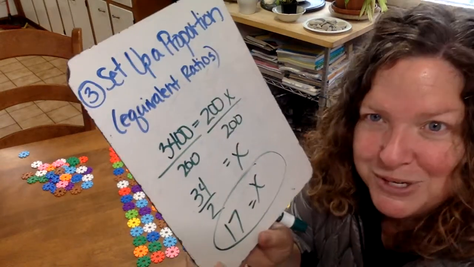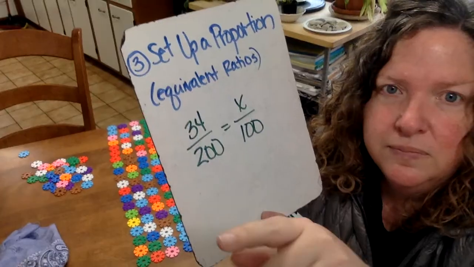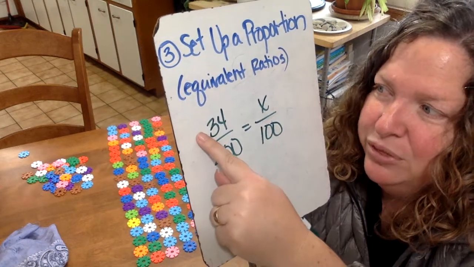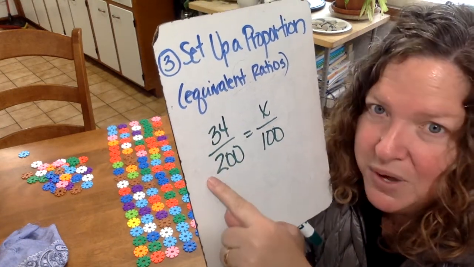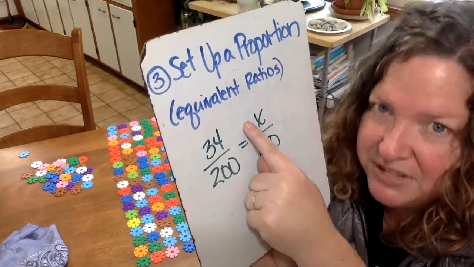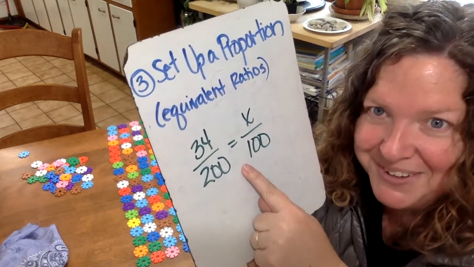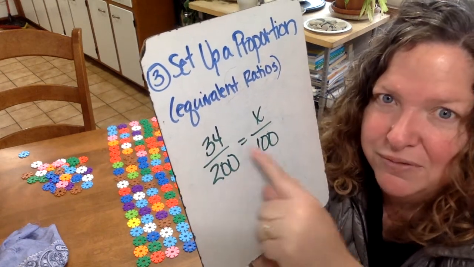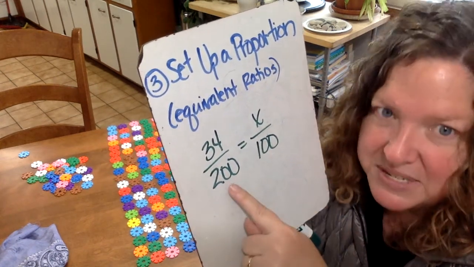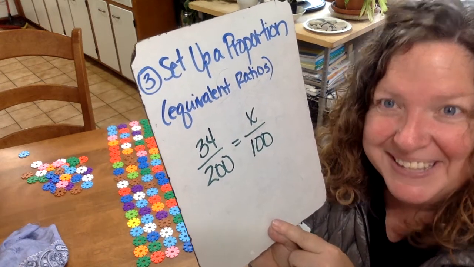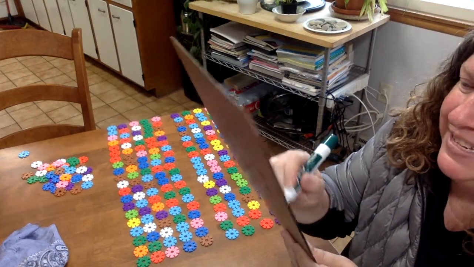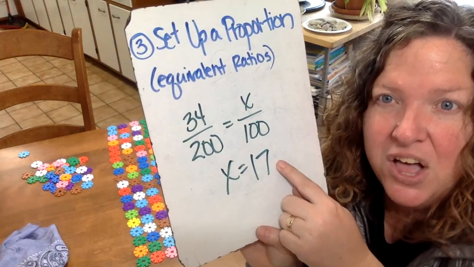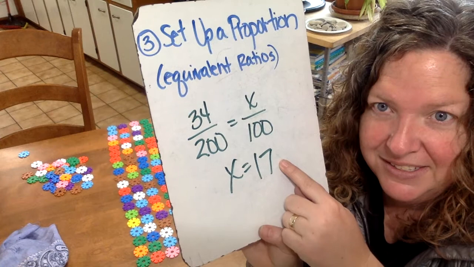So we have 17 equals x. Let's go back to our original proportion and put that in. If we put 17 in here, does that make sense? 34 200ths equals 17 100ths. 17 is half of 34. 100 is half of 200. That's right. That makes sense. So the answer is 17 hundredths.